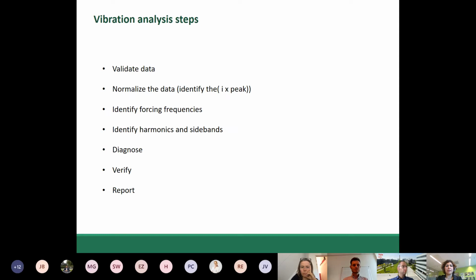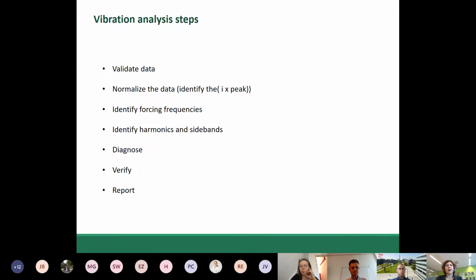Vibration analysis. This is just a view over the steps that we have in vibration analysis. Most of it I already explained, I will just go through it again. So we validate the data. We normalize the data, as I said, by order normalization.